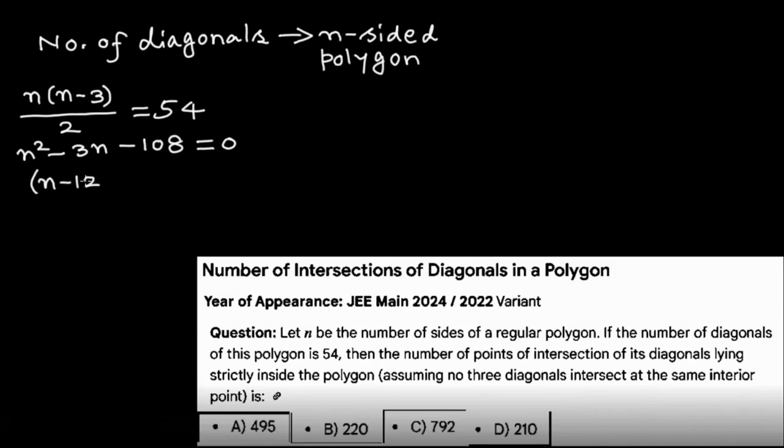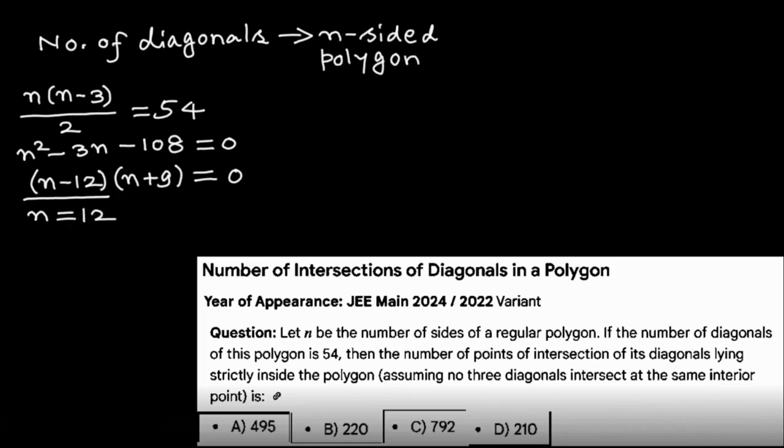That gives (n minus 12)(n plus 9) equal to 0, because 12 nines are 108 and the difference between 12 and 9 is 3. Since number of sides is positive, n minus 12 equals 0 gives number of sides to be 12.